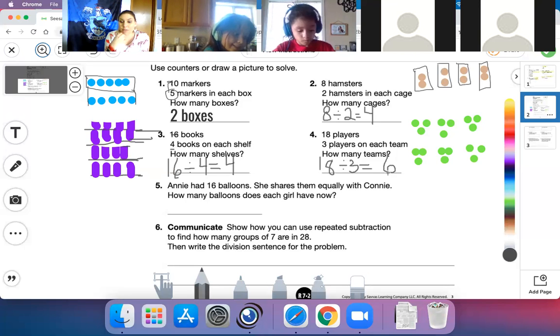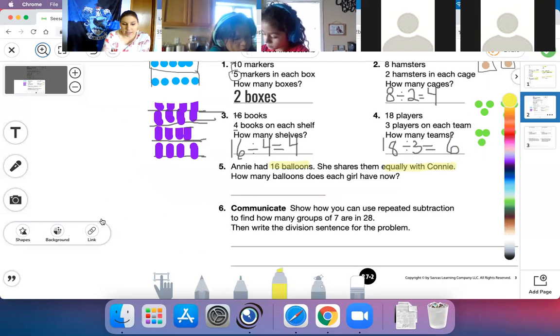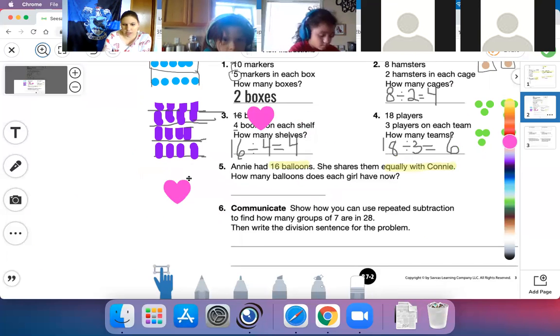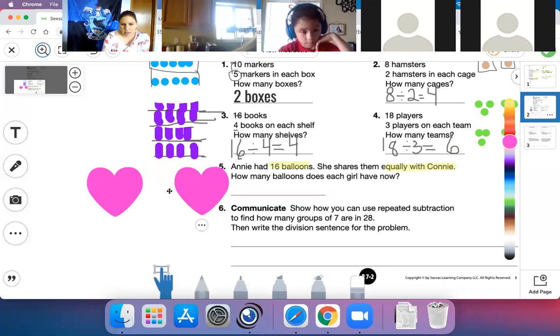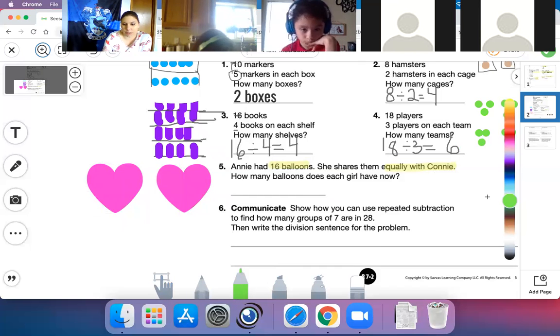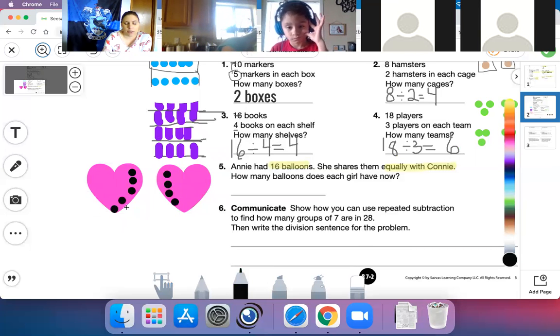All right. Now let's look at number 5. Annie has 16 balloons. She shares them equally with Connie. So that means that Annie and Connie have to share these balloons. So here's Annie. Here's Connie. And they have 16 balloons that they're going to share. So I've got my balloons. 1, 2, 3, 4, 5, 6, 7, 8, 9, 10, 11, 12, 13, 14, 15, 16.